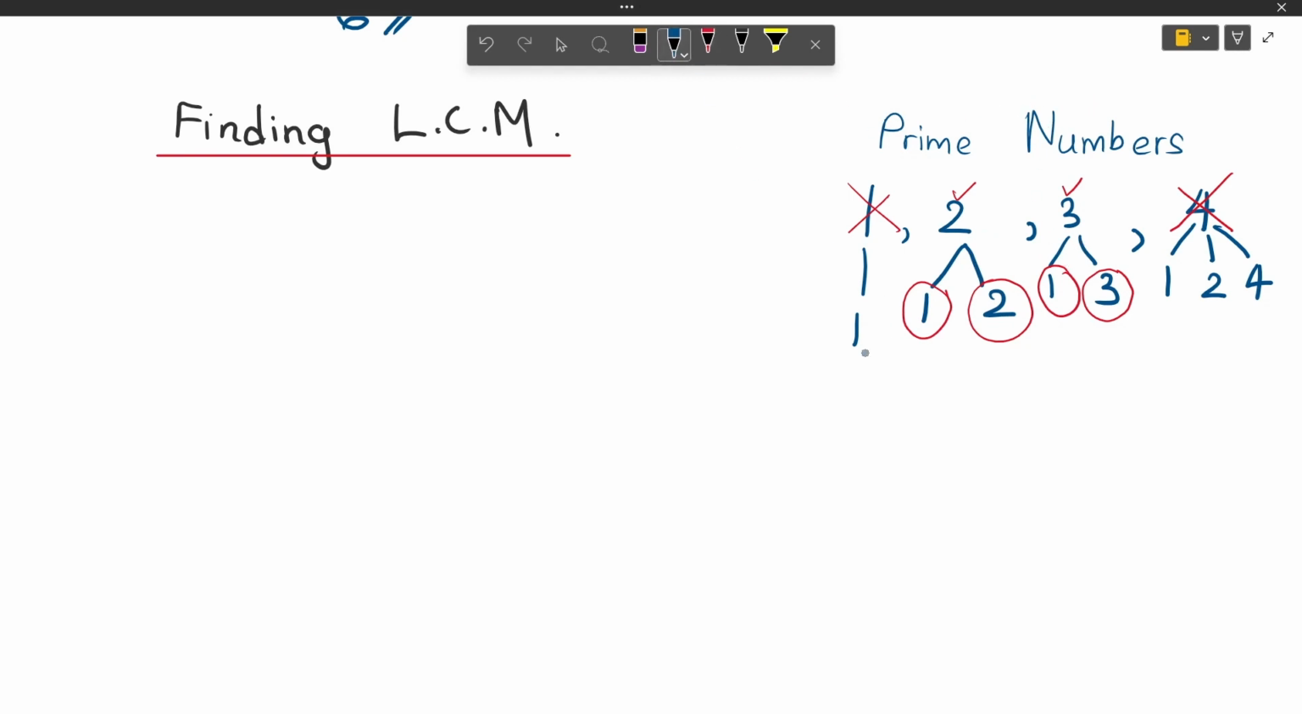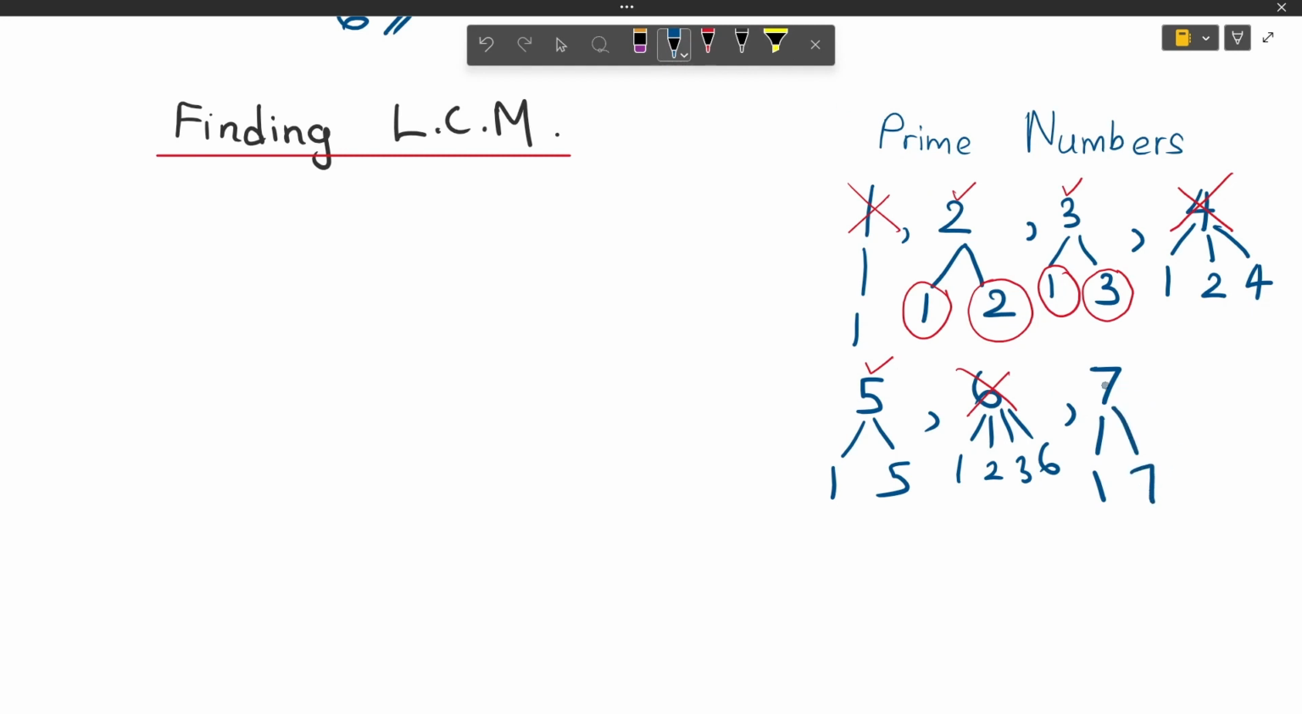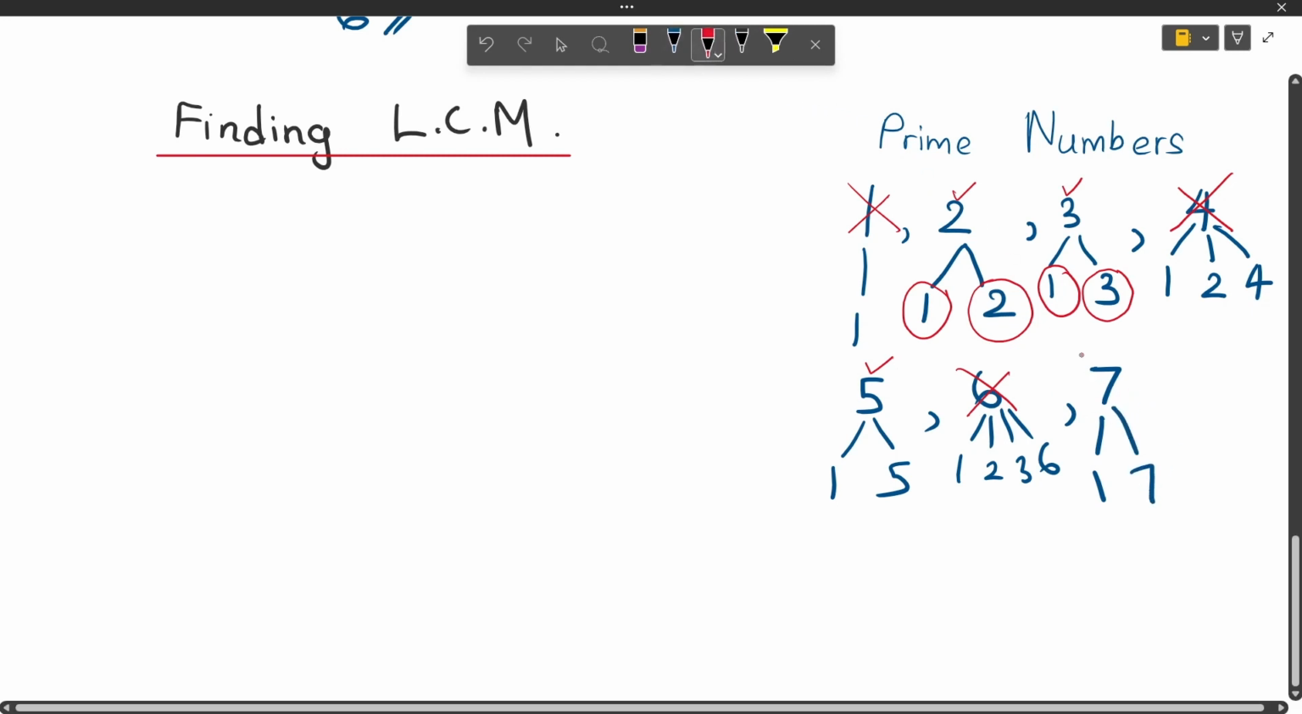Let's check other numbers also. 5. Is 5 a prime number? Yes. 1 and 5 are the only factors. Is 6 a prime number? No. 1, 2, 3, 6. Many factors. 7 is a prime number. 5 is a prime number. 6 is not. 7 is a prime number because 1 and 7 are the only factors. Okay.